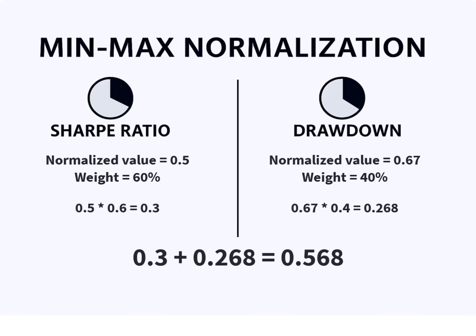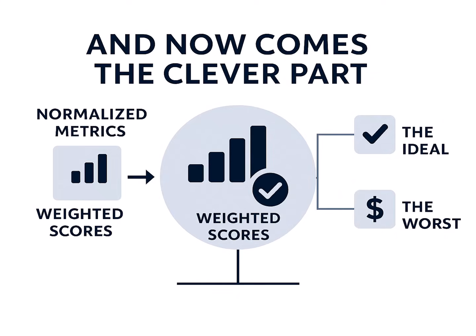Now at this point we have the normalized metrics and the weightings by importance. And at this point most scoring systems would just add everything together and call it a day. But the TOPSIS method goes one step further because instead of just summing things up, it introduces the idea of ideal strategy and worst case strategy. And it ranks everything based on the distance to those two. And this is where the method really gets its power.